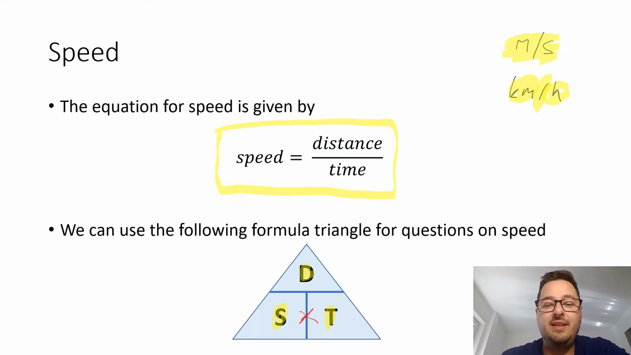So what you'd do is, if I wanted to figure out speed, I'd cover up speed and I'd be left with distance over time. If I wanted to find time, then that would be distance divided by speed. And then the final one, if I wanted to find out distance, then you look at the other two, and that is speed times time. Okay, so we can use this formula to work it all out.